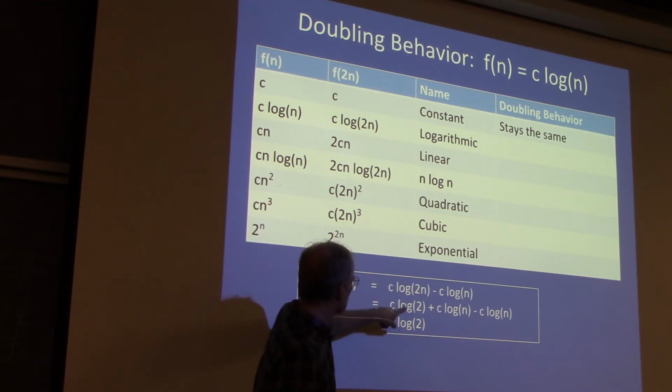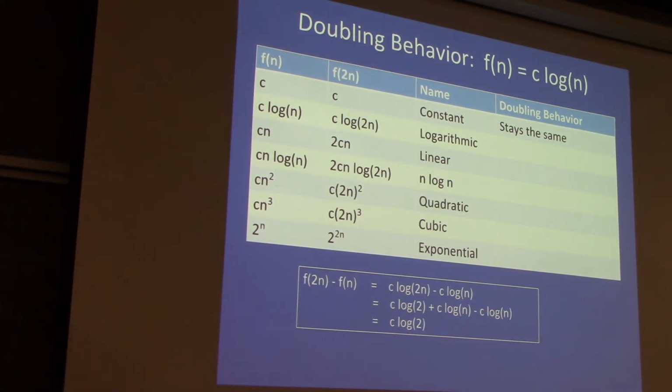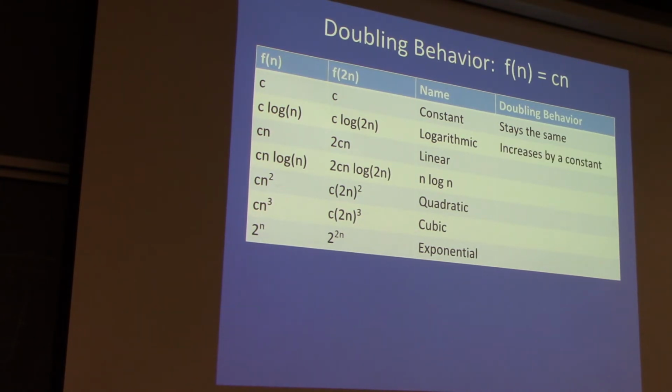Log of 2n is log of 2 plus log of n. And when I simplify, I get c times log 2. Notice the base doesn't matter. It'd be a different constant depending on what base you use, but it's still a constant. So how would you describe the doubling behavior of a logarithmic running time algorithm? If you want to complete the sentence, when the problem size doubles, what happens to the running time? Yeah, it increases by a constant.